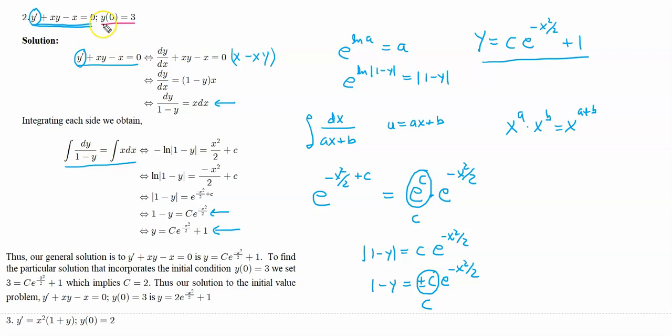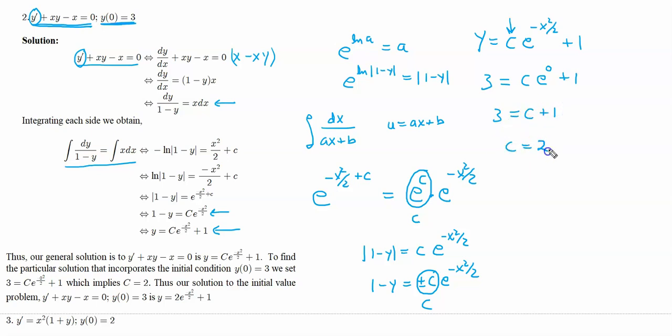Okay, now let's incorporate this initial condition right here and solve for that c uniquely. That's pretty easy. This equation tells us that when x is 0, y should be 3. So if we plug 3 in for y and 0 in for x, that gives me e to the 0 plus 1. Now e to the 0 is 1, so this tells us that 3 equals c plus 1, and so c is equal to 2.